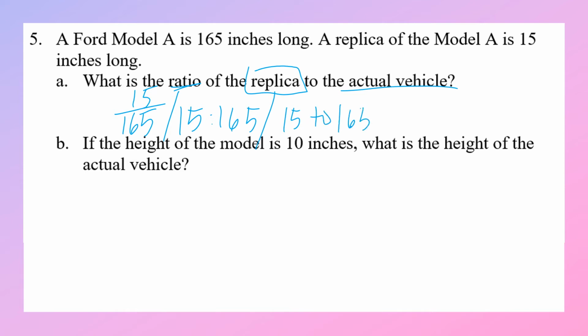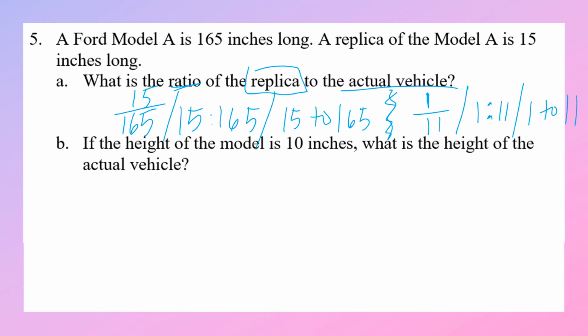But looking at that number, I know that 15 and 165 are both divisible by 5. So I'm going to go ahead and do 15 divided by 15 is 1, and 165 divided by 15 is 11. So technically my ratio is 1 to 11, which means that for every 1 inch on the replica, that represents 11 inches on the actual vehicle.